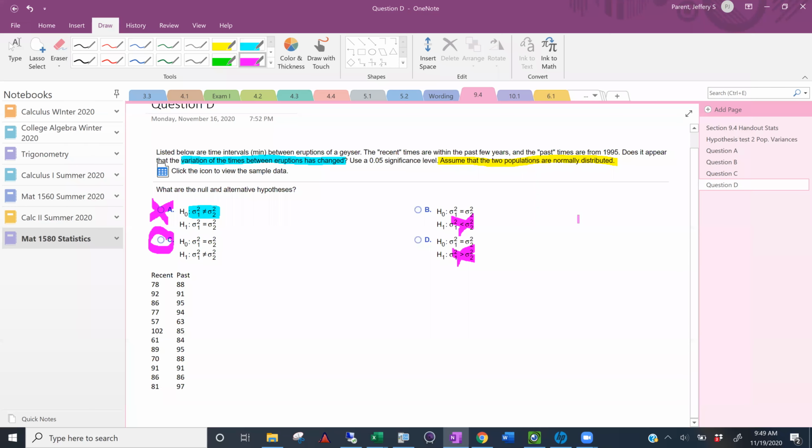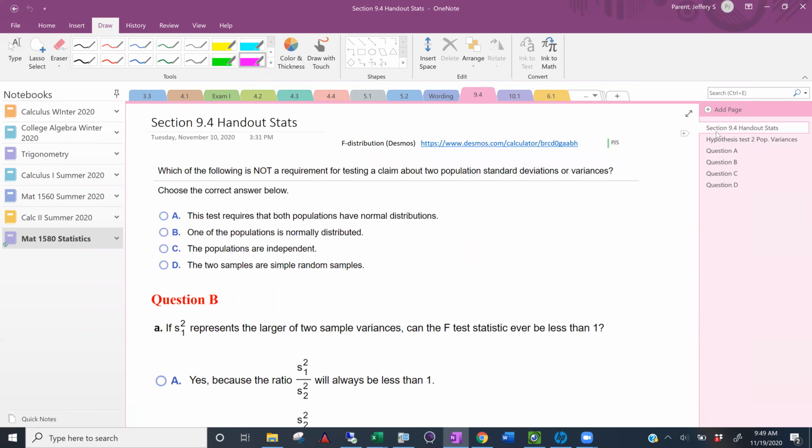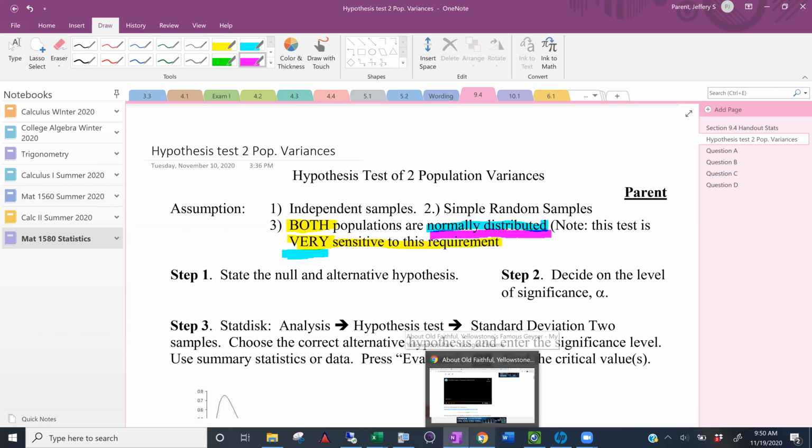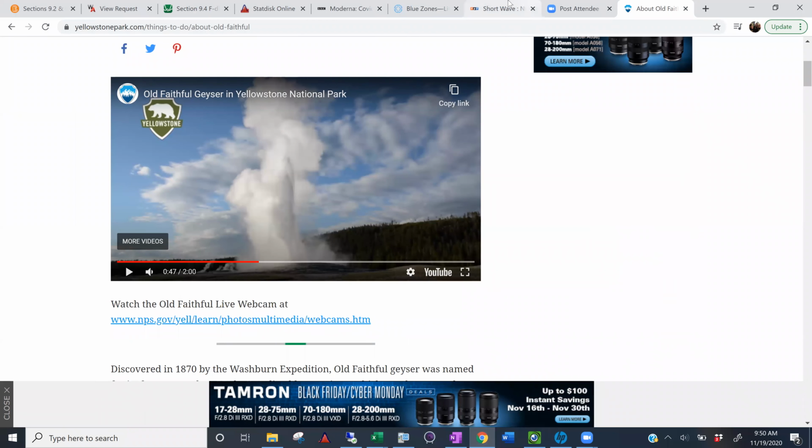Let me remind you that when you do these types of hypothesis tests, there was an essential assumption that you had to meet, and that is that both populations have to be normally distributed. So if they're not normally distributed, you really shouldn't be using this test. Well, because we actually have the data, we can check this. So let's take a look.